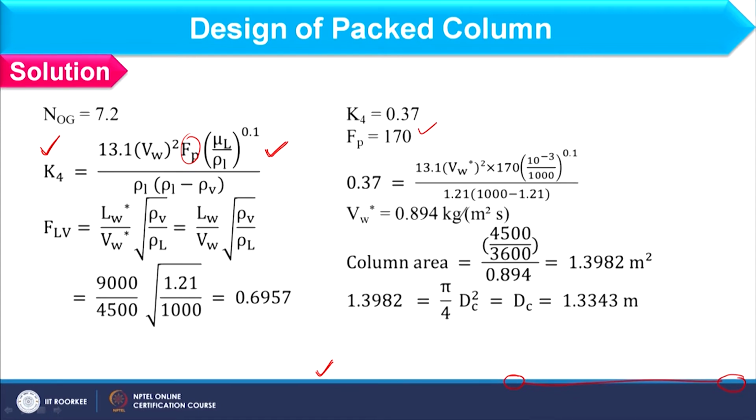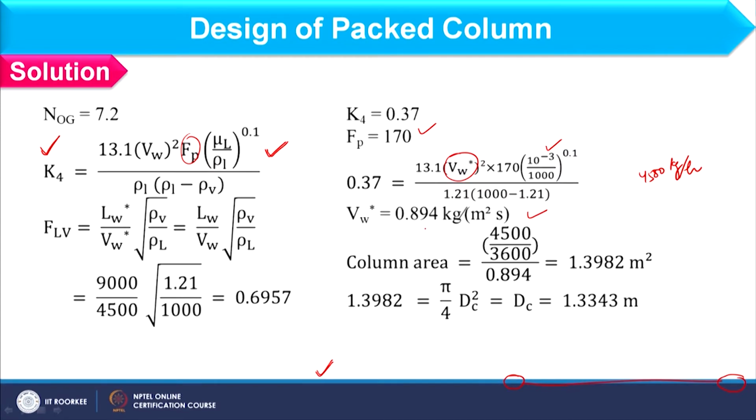So, here you can see the FP value we have taken as 170. Okay. So, considering K4, FP and all other properties, we can find out the VW star value, which comes out as 0.894 kg per meter square second, right. And further you are given the mass flow rate of the gas, and that is 4500 kg per hour. So, that we can consider.